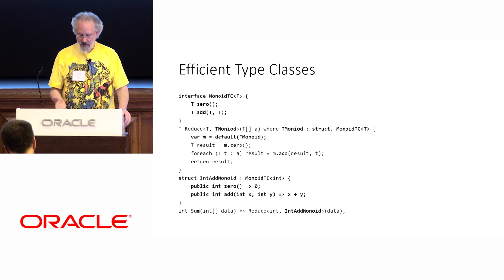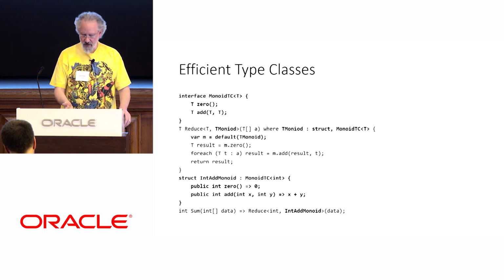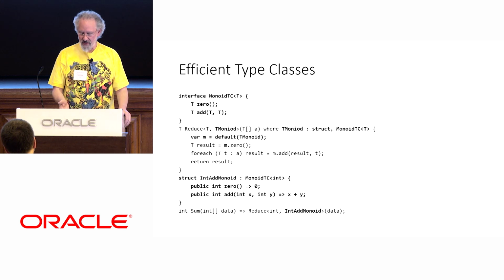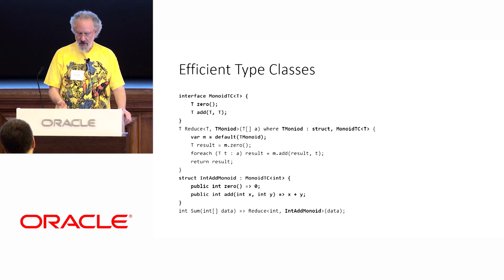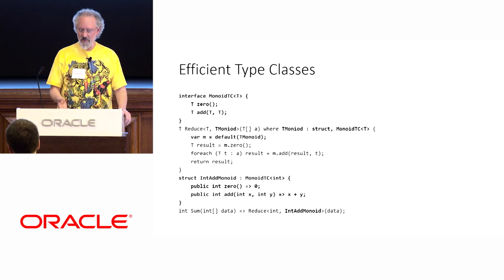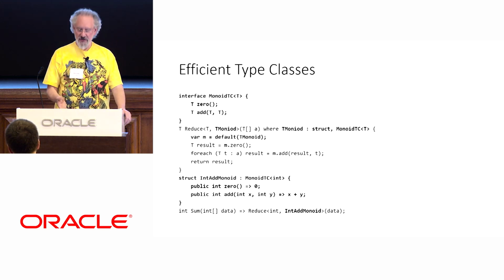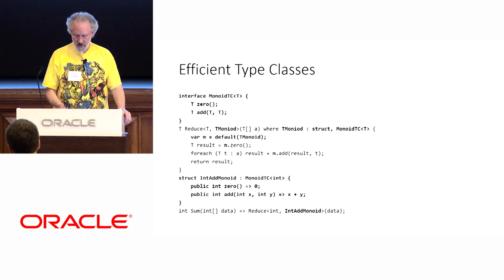But so we call m.0 to get the initial value of our accumulator, and inside the loop we call m.add. We use the add operation on the T monoid. Let's also look at where we use it. I created a struct int add monoid that implements the monoid for integers. It provides 0 as the implementation of the 0 function, and addition as the implementation of the add operation.